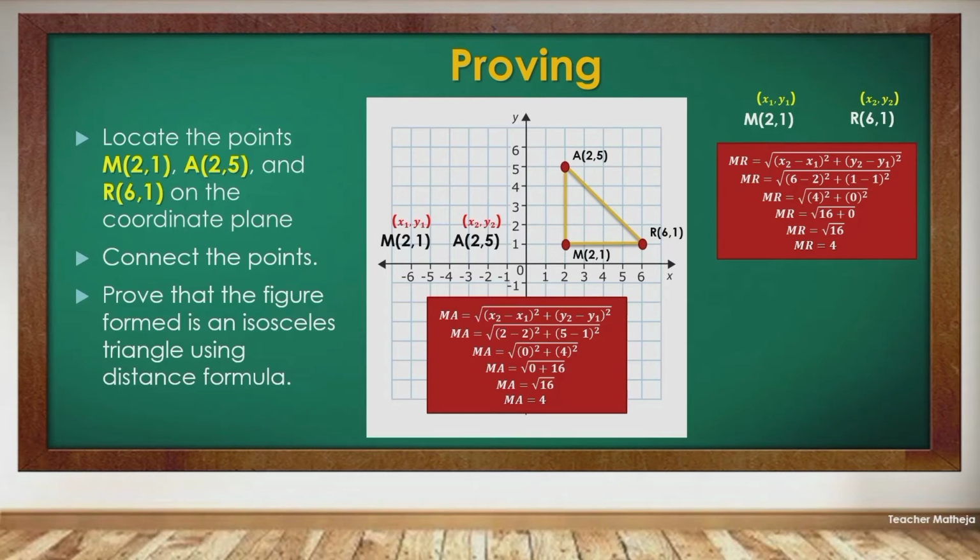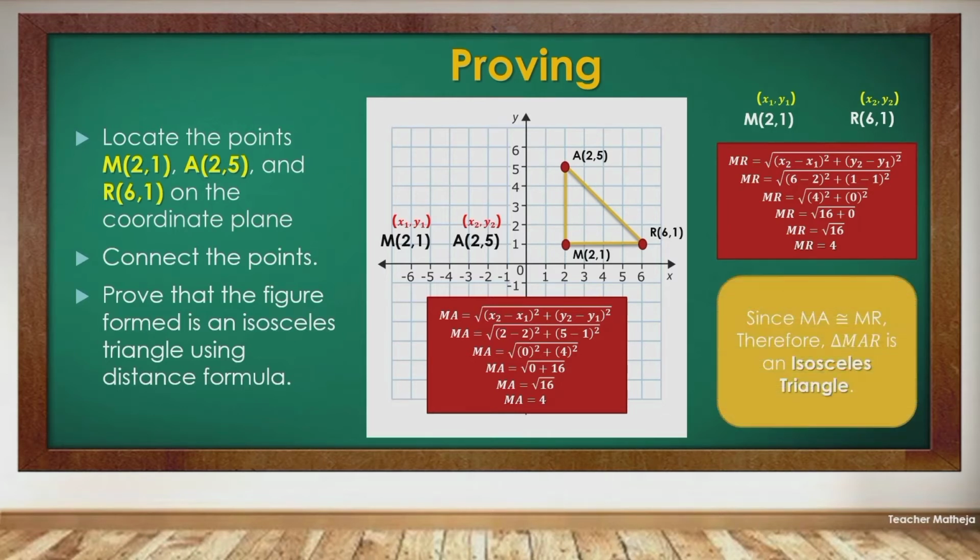Therefore, since segment MA is congruent to segment MR, triangle MAR is an isosceles triangle. That's how we use the distance formula in proving geometric properties.